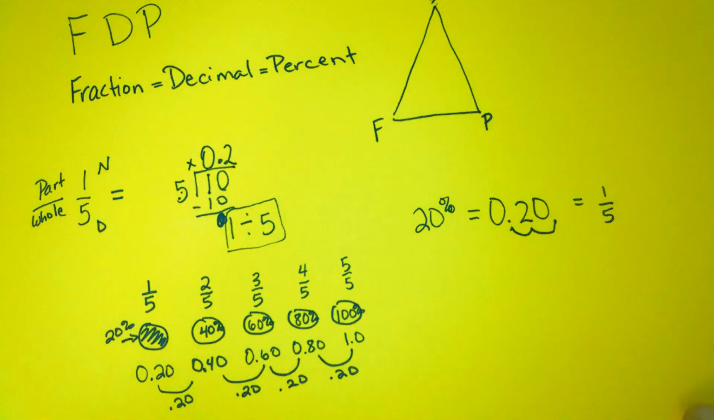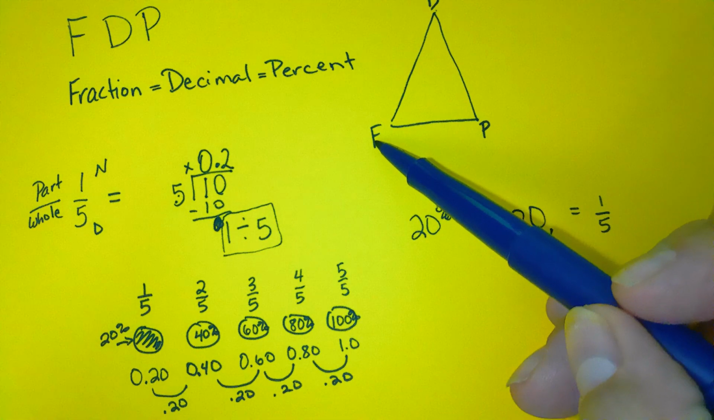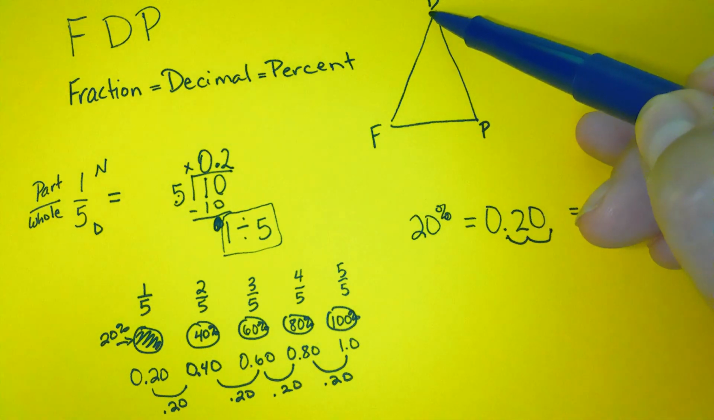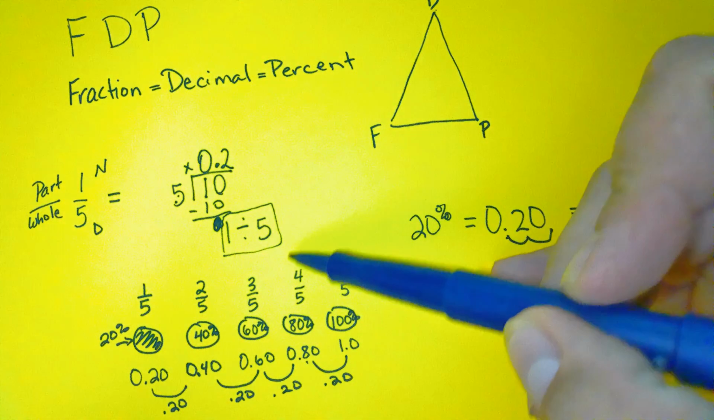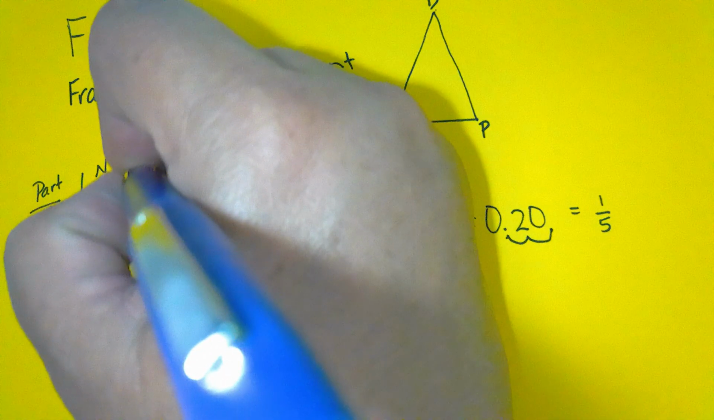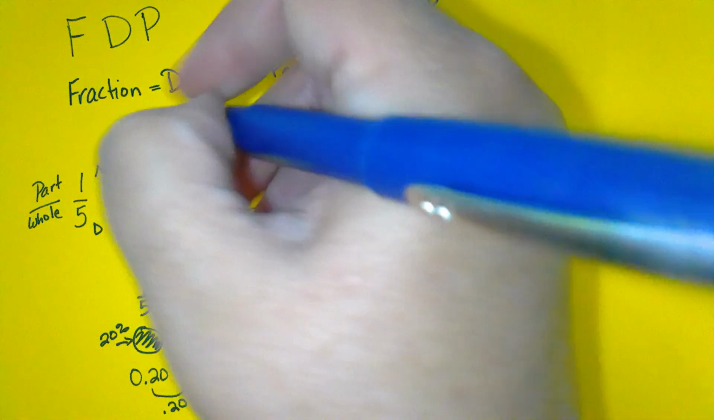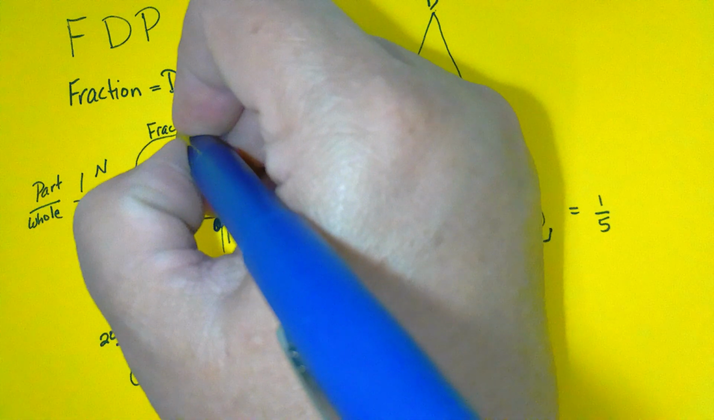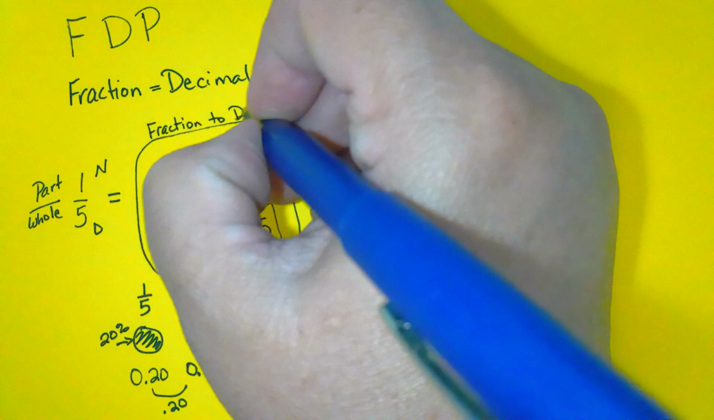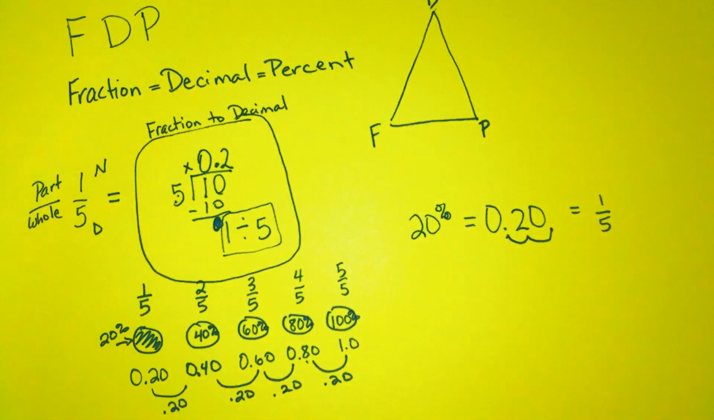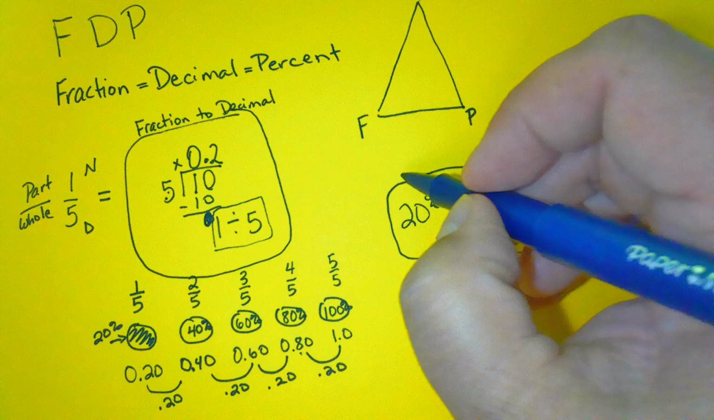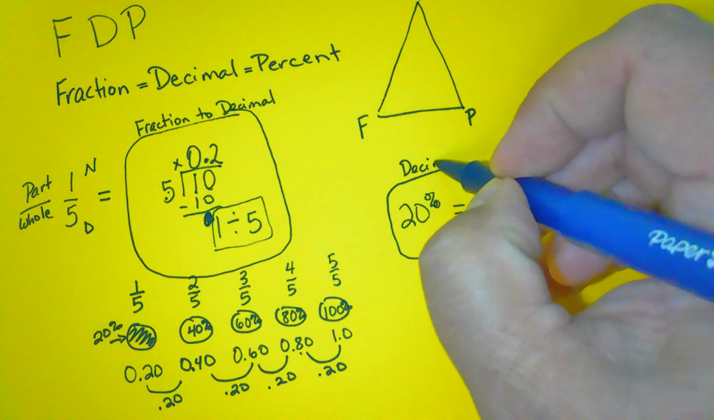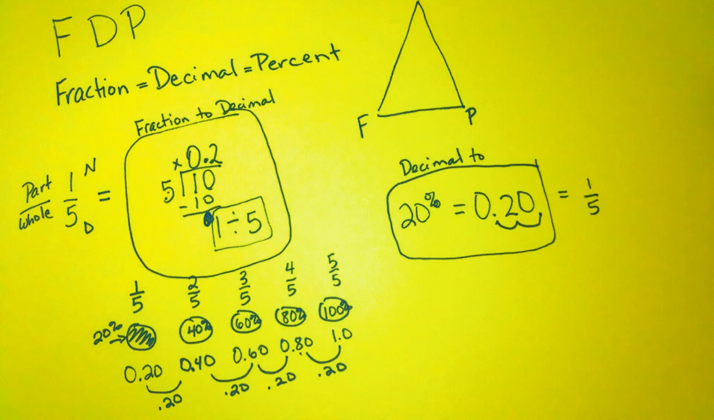So we went from fraction to decimal. We went from fraction to decimal by doing this. Okay? So I'm going to put a little thing around here, and this is going from fraction to decimal. Okay, and then this piece right here is going from decimal to percent. I'm just going to draw the sign.